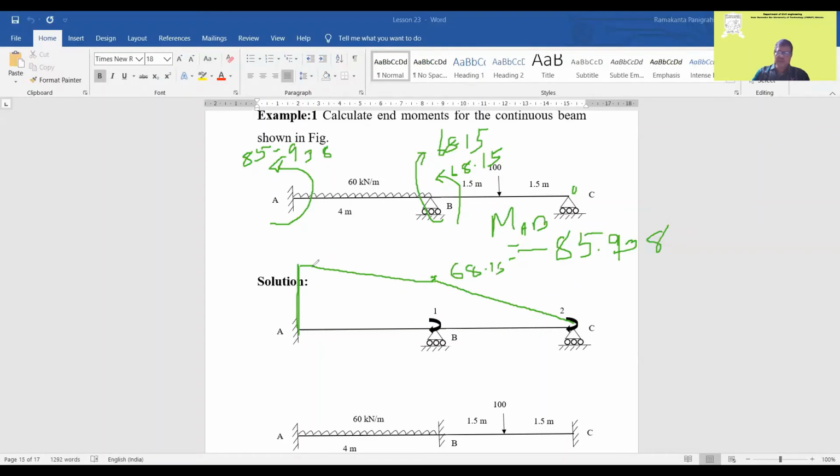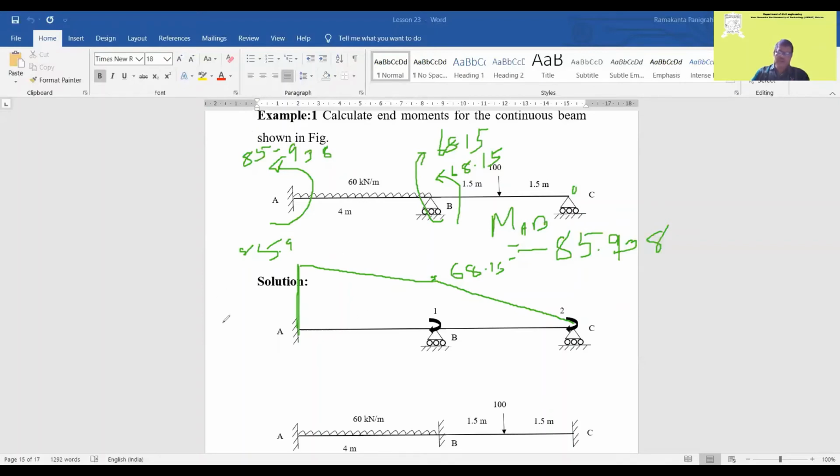68.15 and 85.9. You draw these end moments. This is anti-clockwise, so the bending moment is negative here. This is clockwise, bending moment negative here. Anti-clockwise, bending moment negative, and 0. Now this is the simple separated beam; we have to superimpose.